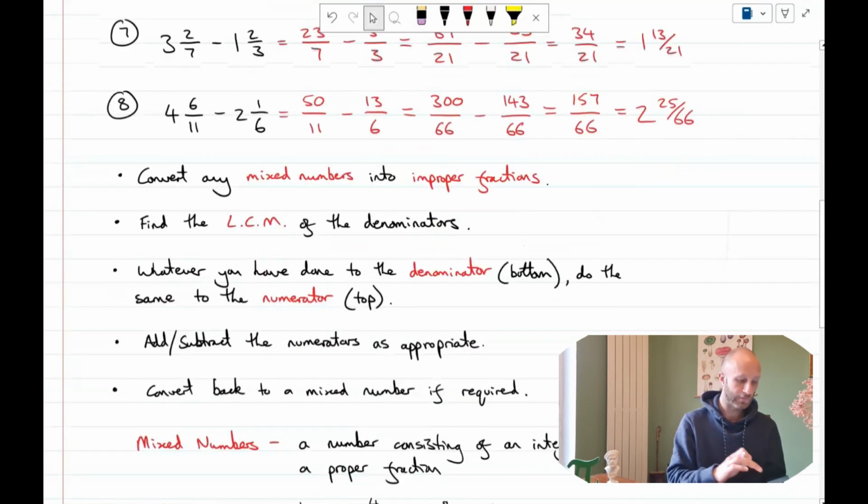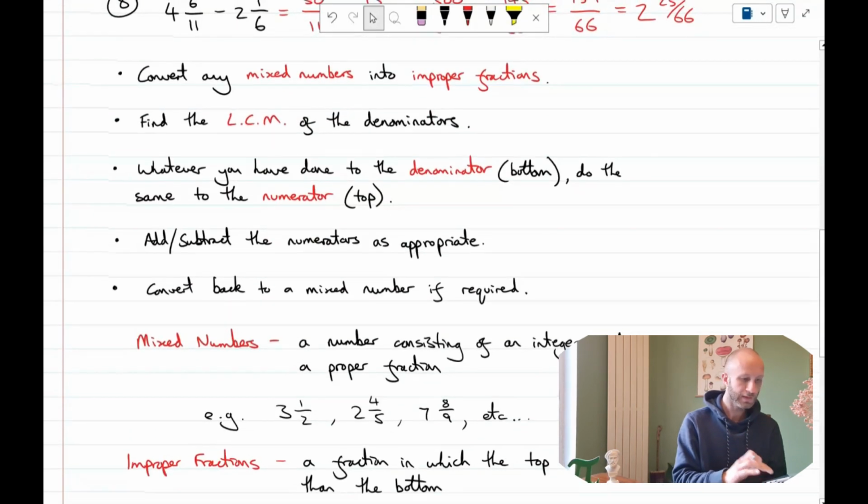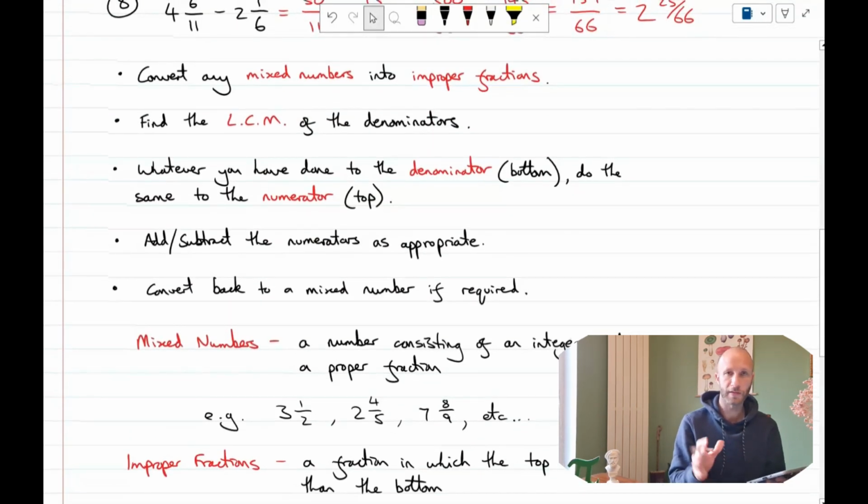Some definitions after as well. I will leave them, so please look through them if you're not sure what things mean. It's good to be able to use the terminology associated with this.